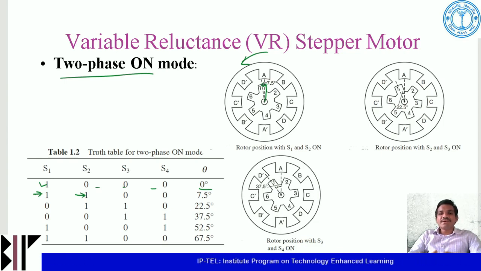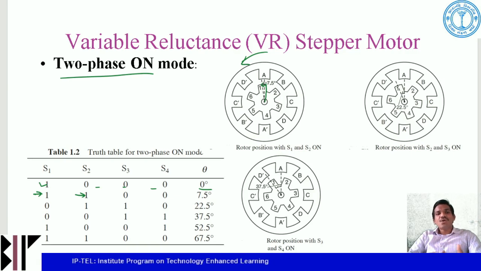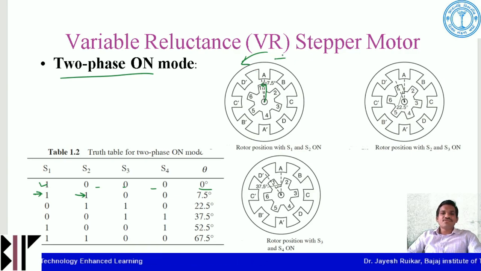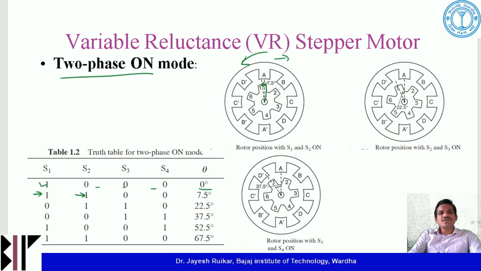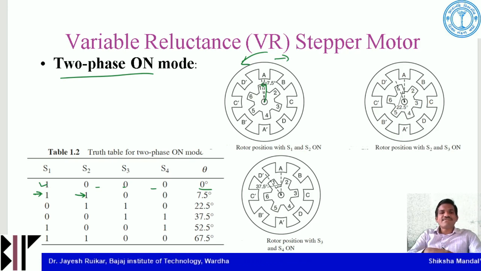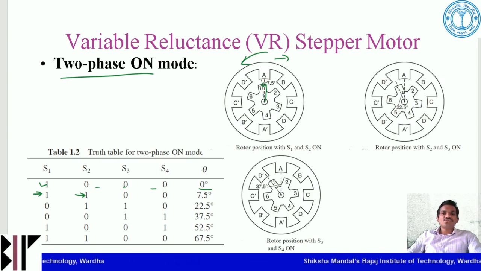So there is a repulsive force on the rotor teeth to move it in the clockwise direction. There is also a repulsive force because we have excited two phases, which gives your rotor teeth a clockwise direction. So your rotor moves by 7.5 degrees in the anti-clockwise direction, which is shown here.